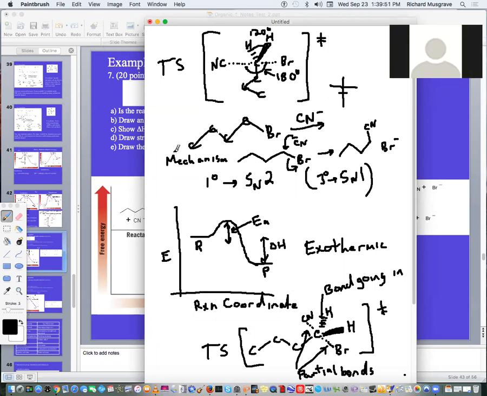I just have a quick question on the mechanism part. Why did you draw the CN up instead of down? I could have drawn it down. It's just that it kind of looked like what it was doing, how it was coming in from the top and kicking out the bromine from the other side. Okay, got it. But no, I didn't have to do it that way.